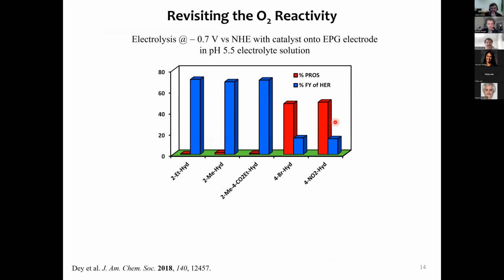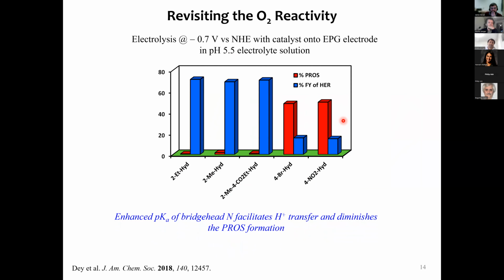Next, we performed bulk electrolysis experiment at minus 0.7 volt in aerobic aqueous solution, and we observed that in case of the 2-aryl substituted one, the faradaic yield of water is more than 70%, and the ROS formation is less than 4%. While in case of the 4-substituted one, the ROS formation is more than 50%, and the faradaic yield of water is less than 15%.